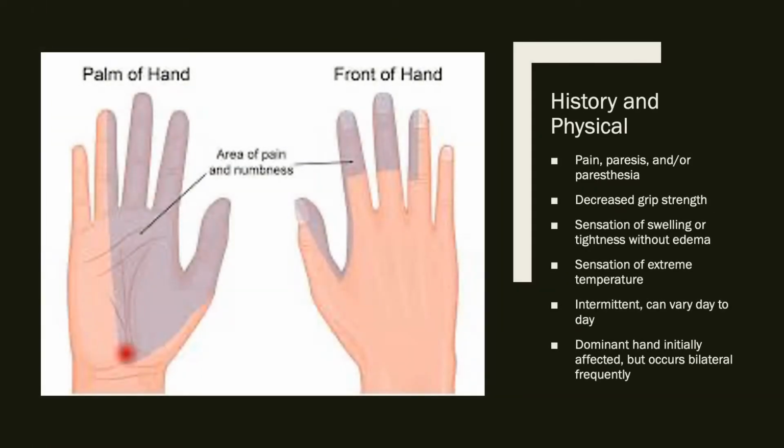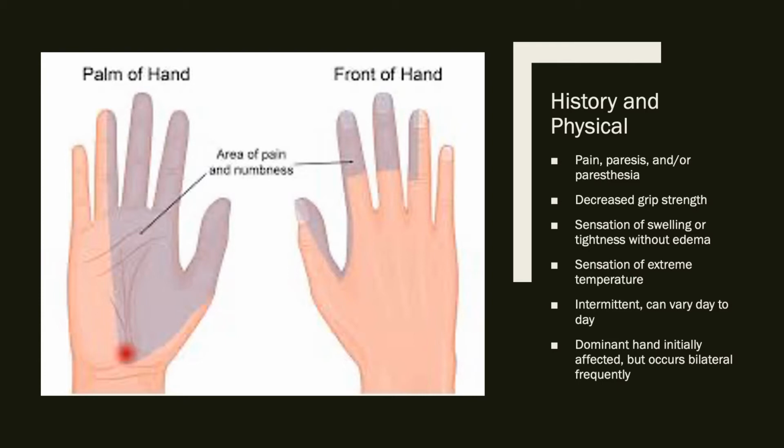Presentation that would warrant these exams are pain, paresis, and/or paresthesia of the median nerve distribution of the hand, as seen in this image. Other symptoms include decreased grip strength. The patient may complain about dropping things or having difficulty opening jars. The sensation of swelling and tightness, but without physical edema, and the sensation of extreme temperature in the affected hand or hands.